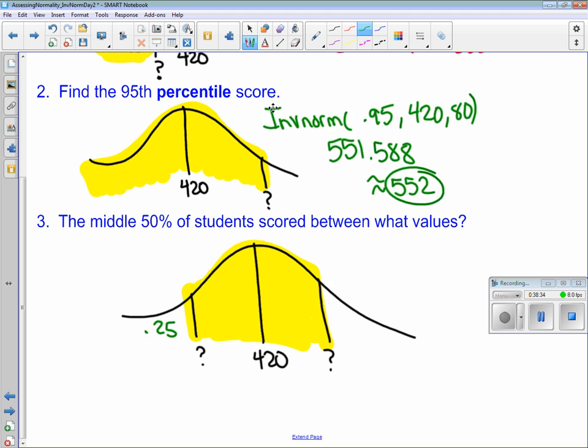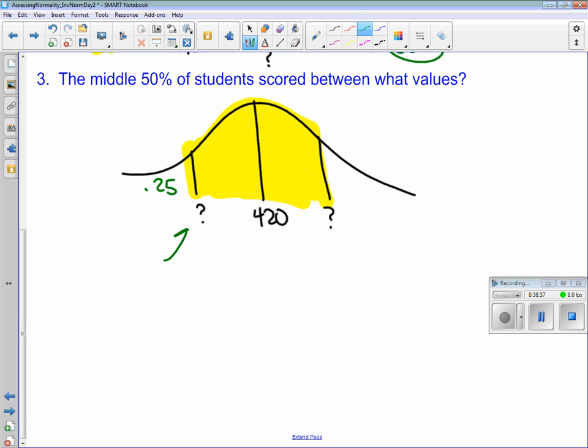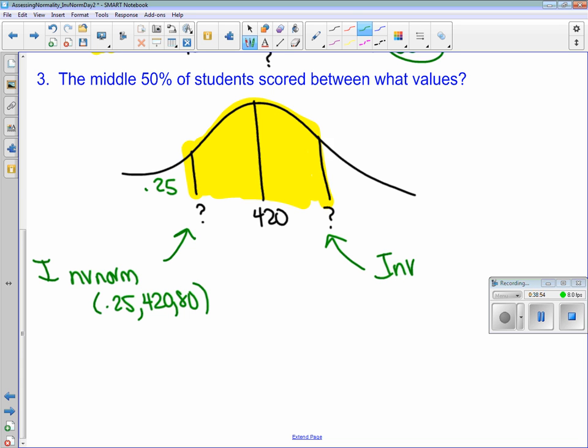Okay. So to find this first number here, I'm going to use the inverse norm of 0.25, mean, and standard deviation. What am I going to use for the highest one? 0.75. Very good. You actually don't even need to, because 0.75 is just that and below. The question said between what two values, so those are the two values I'm looking for, and you need to find them both. Now it might ask you what the difference is or something like that, but it doesn't here. So, all right, 0.75, 420, and 80.